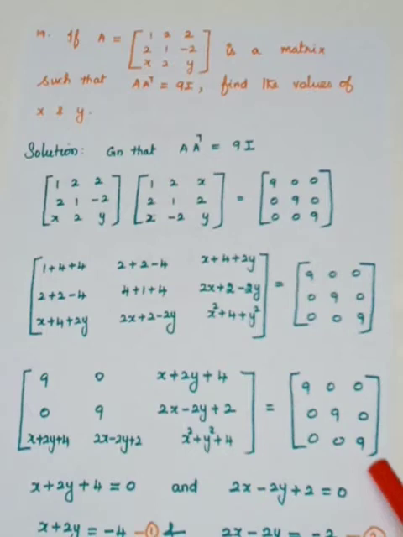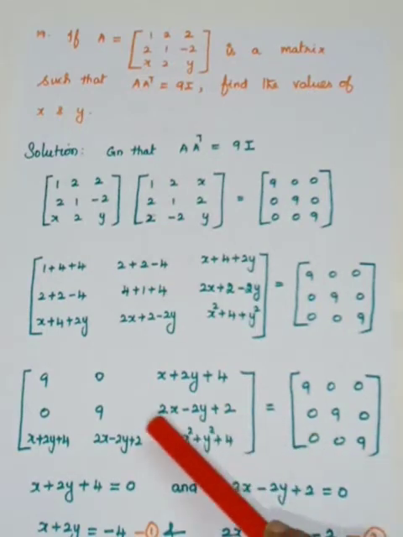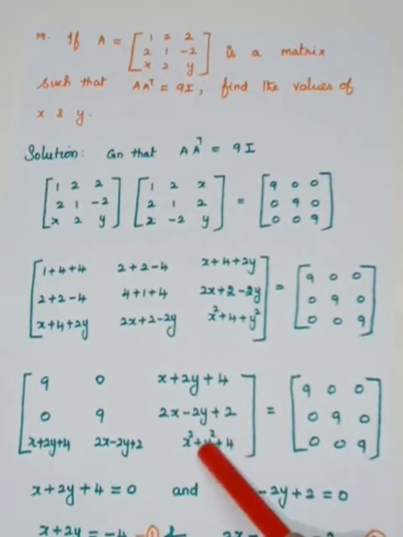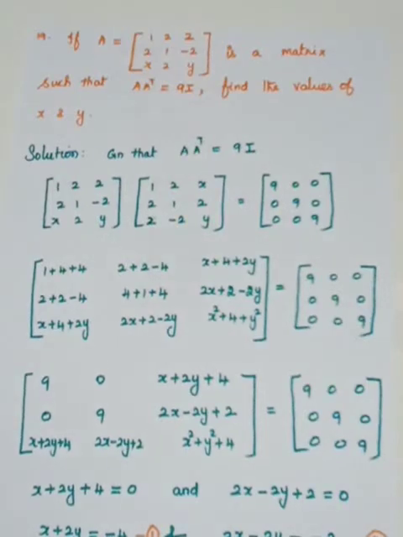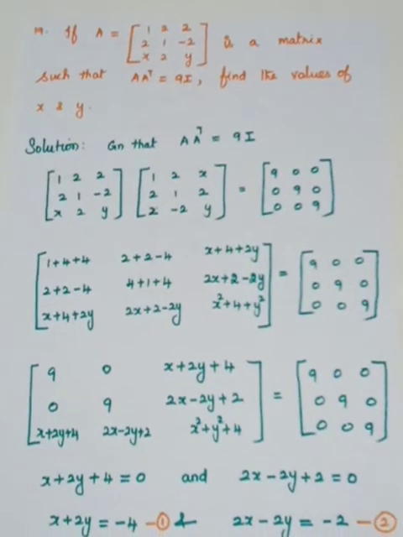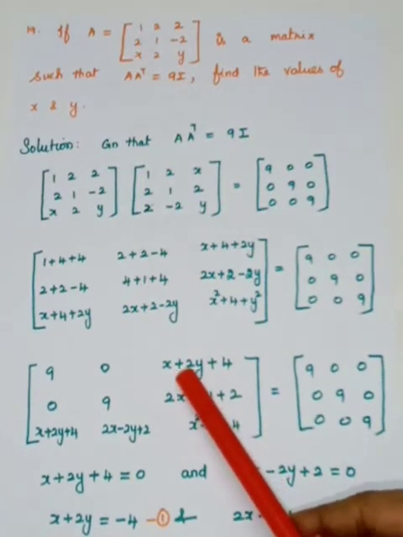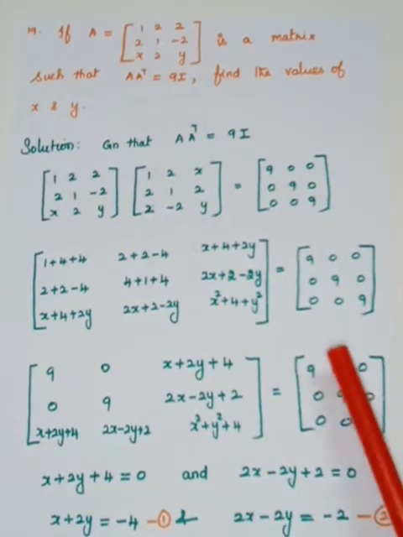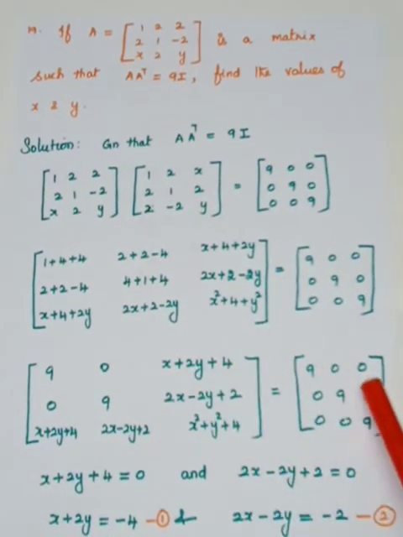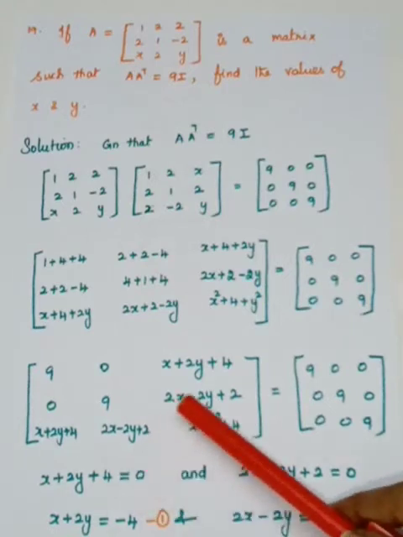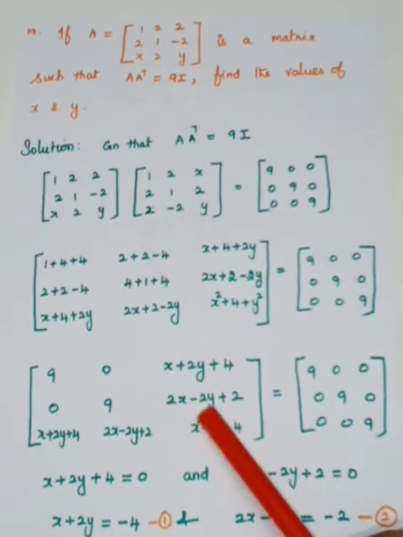0, 0, 9. Okay, so what you have to do? You have to equate. These two matrices are equal. So the order should be the same and the corresponding entries should be the same. From that we have to find the values of x and y. So I am going to take this element. It's the first row third element. Here the first row third element is 0. So this term is equal to 0. I have written it.